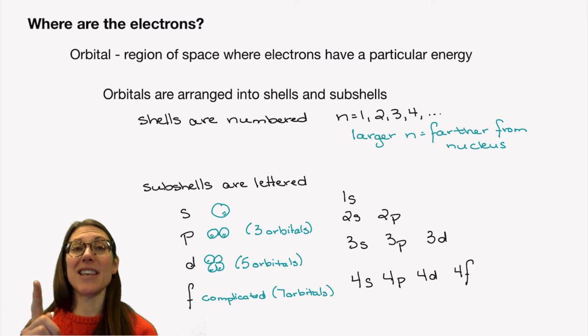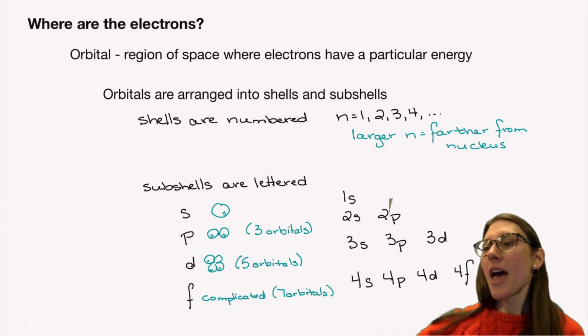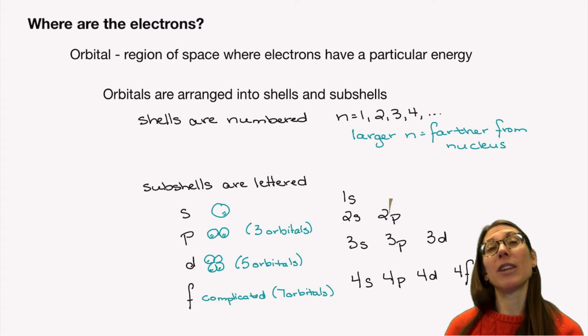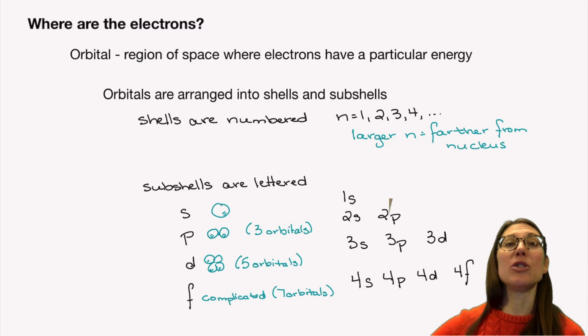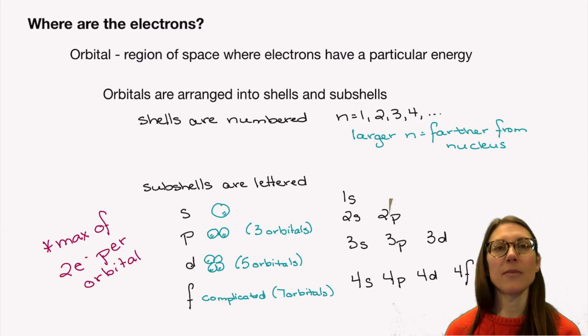There's one last thing you have to remember about orbitals, and this is important. An orbital is a region of space where electrons have a particular energy. You can only fit 2 electrons into each orbital. So there's a maximum of 2 electrons per orbital. So these are the places we can put our electrons.